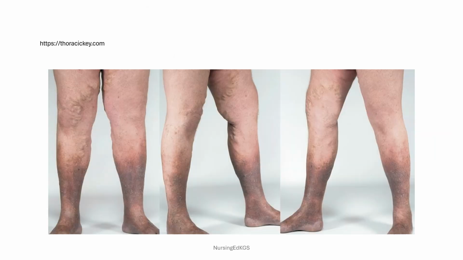And this is another example, and you can see those varicose veins even in their thighs. You'll see that discoloration and also the edema. This is another example of a patient that has chronic venous insufficiency, and that brownish reddish discoloration is really pronounced here.